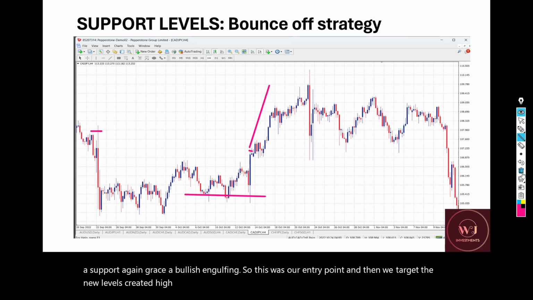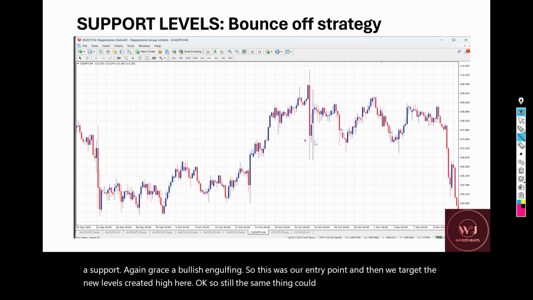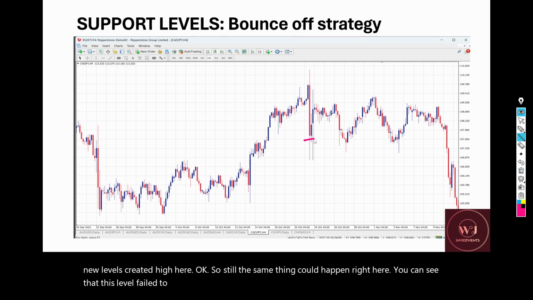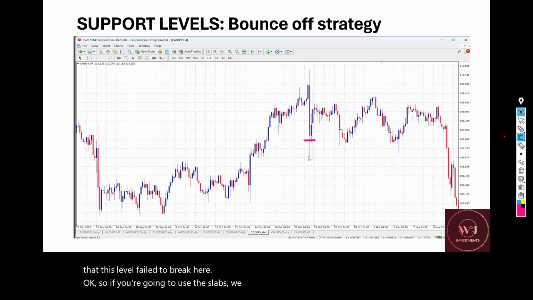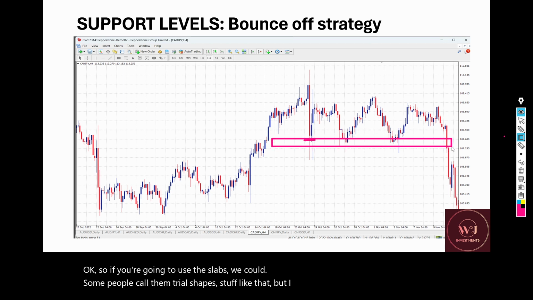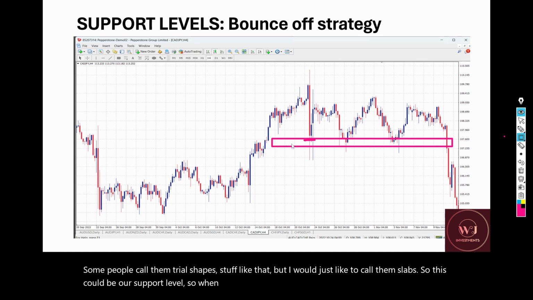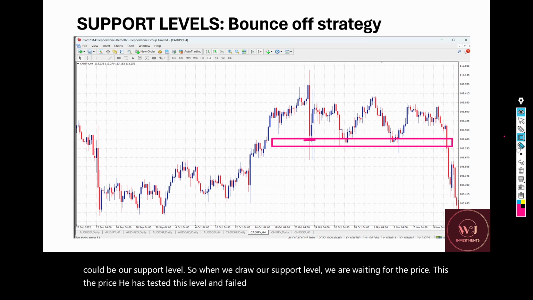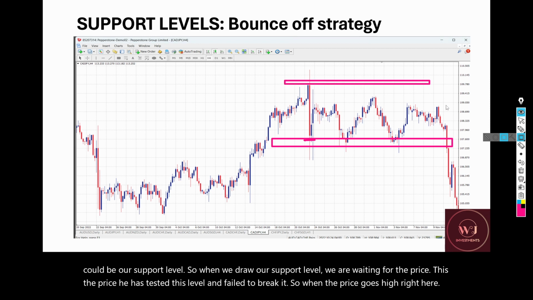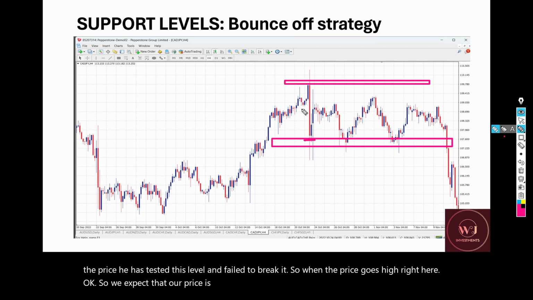Okay, so still the same thing could happen right here. You can see that this level failed to break here. If you're going to use the slabs, some people call them triangle shapes, stuff like that, but I would just like to call them slabs. So this could be our support level. When we draw our support level, we are waiting for the price. This price here has tested this level and failed to break it. So when the price goes high right here, okay, we expect that the price is going to drop. After the price drops, it creates a support, so we mark this support level.